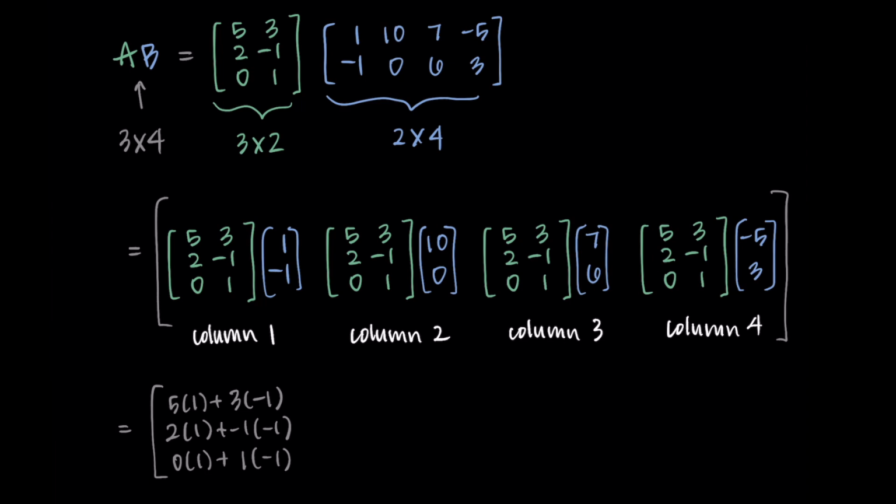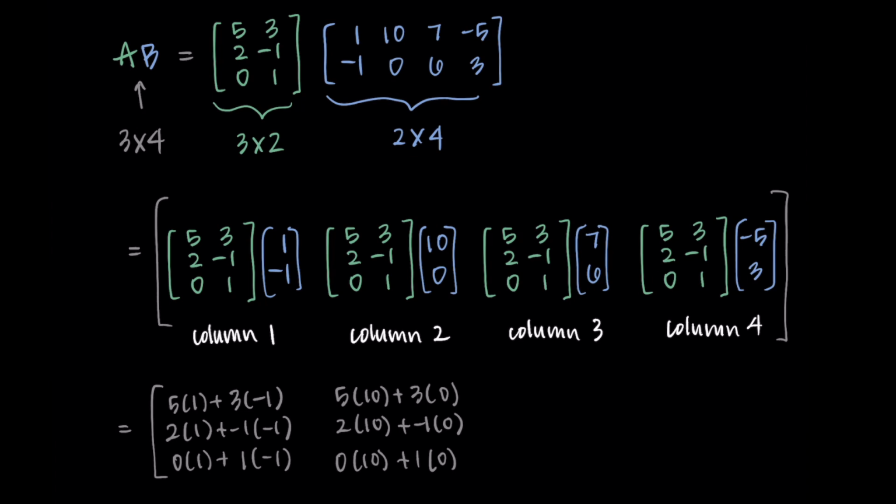Okay, so that's my first column of my final answer. Then let's do the next column. I repeat a very similar process, so I do 5 times 10 plus 3 times 0, 2 times 10 plus -1 times 0, and 0 times 10 plus 1 times 0. Okay, that's the second column of my final answer.